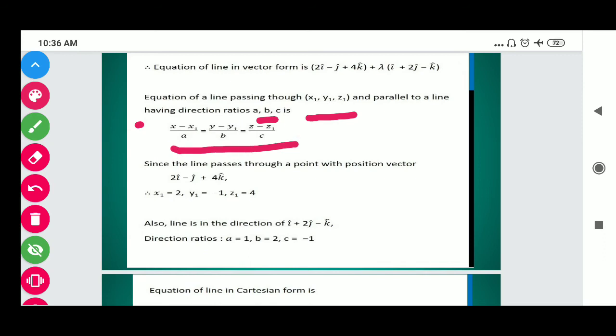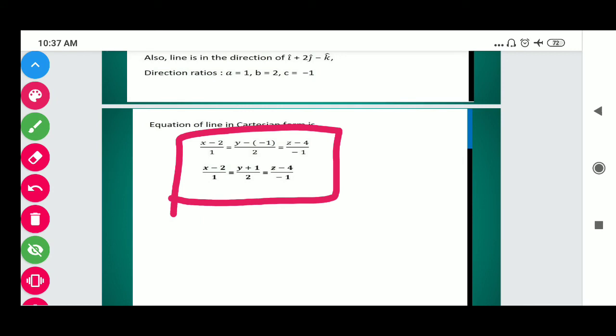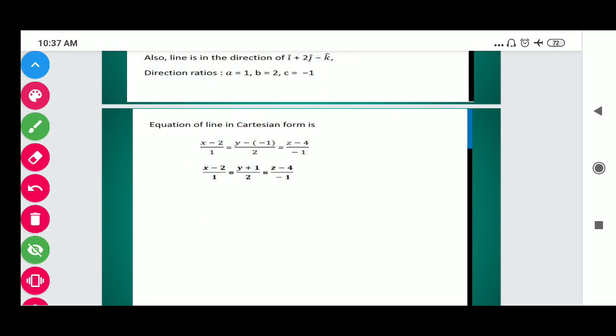So here we have the equation of a line passing through a point and parallel to the direction with ratios a, b, c. Since the line passes through the point 2i minus j plus 4k, x1 is 2, y1 is minus 1 and z1 is 4. You will write here the scalar components of the vector. Here 2, minus 1, 4 are the scalar components. Also, the line is in the direction of i plus 2j minus k. By using these values in the Cartesian form, we get the answer. So here this is the equation of the line in Cartesian form.